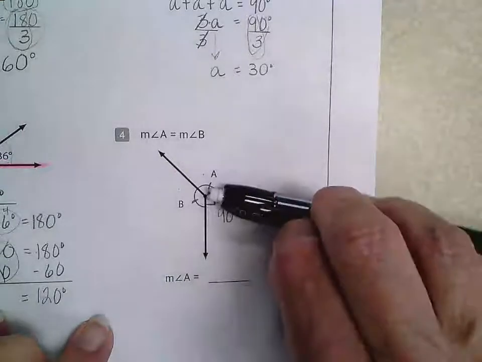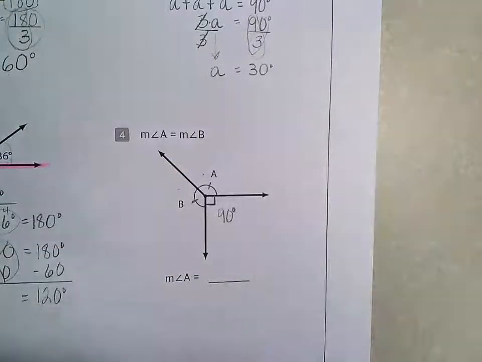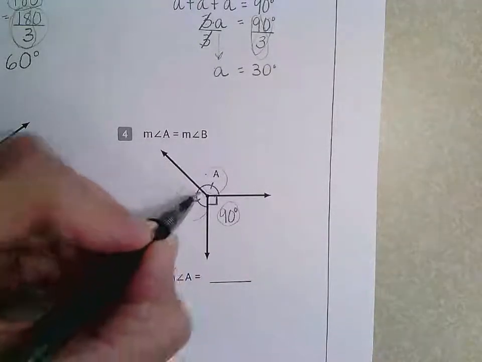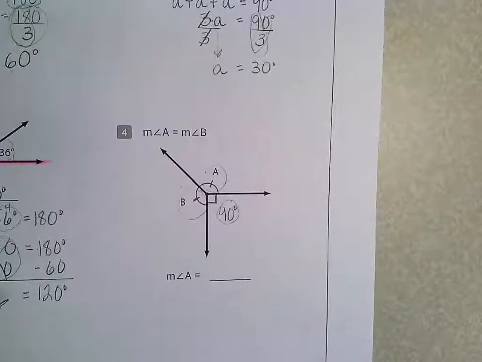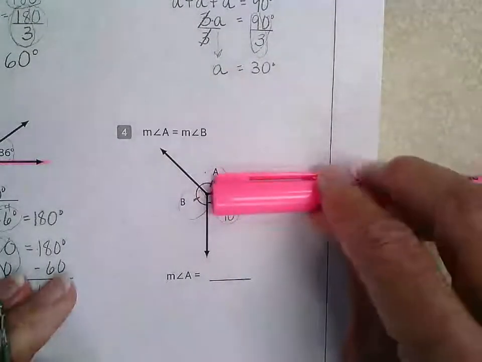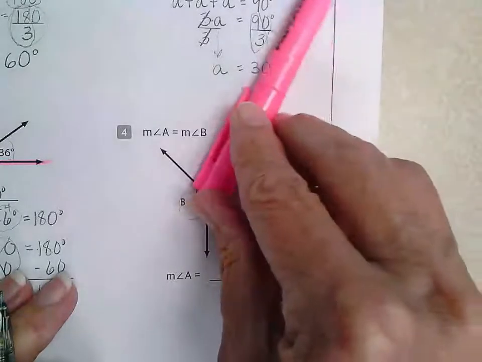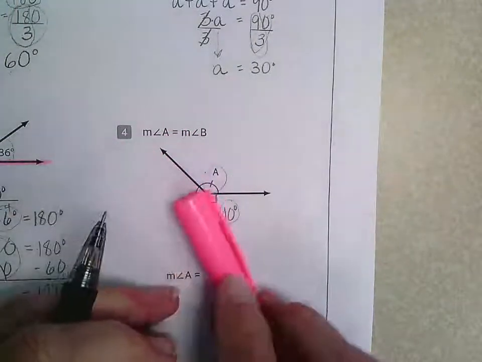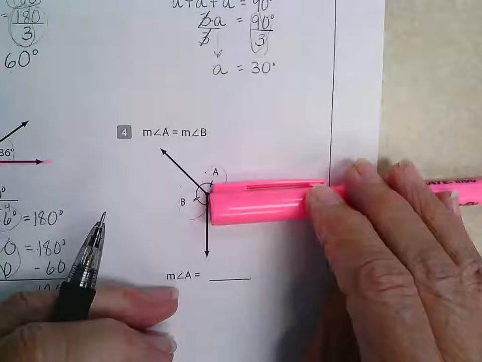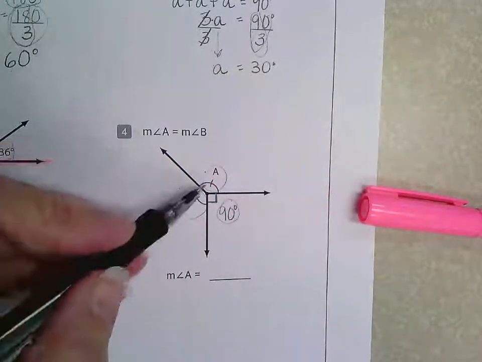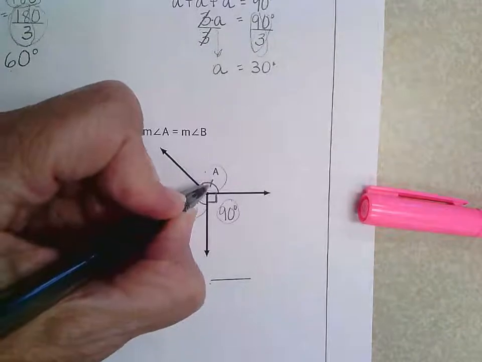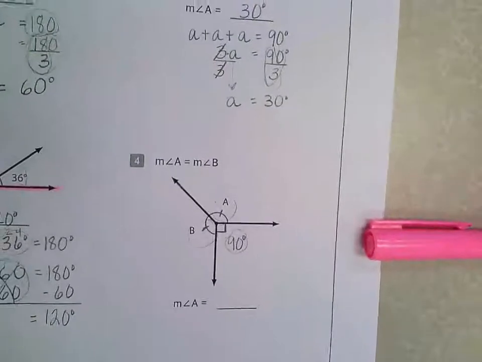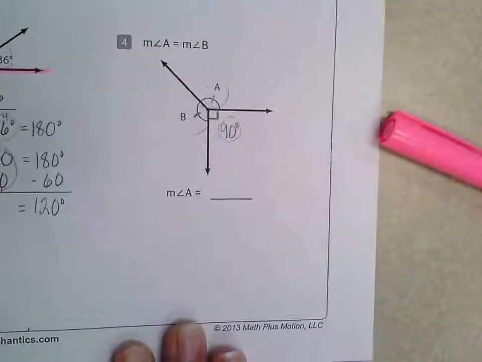360. So that means that when I add this angle measure and this angle measure and this angle measure together, I should get 360. Because when Rob went around like this, remember he drew a circle, and the measure of a circle is 360 degrees. So I'm going to take A and B and 90 and set them equal to 360 this time.